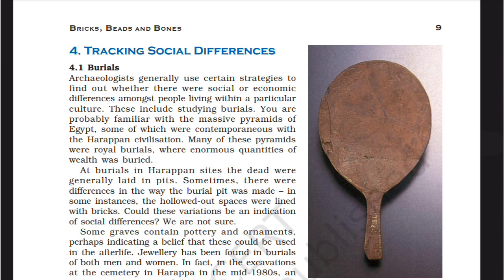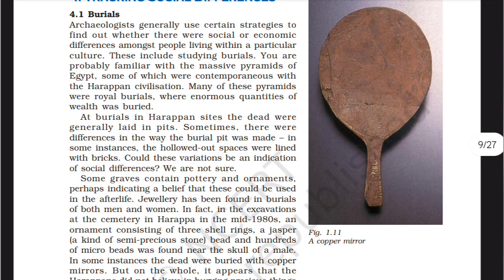Some jewels were also found, and in the 1980s ornaments like shell rings, jasper, and copper mirrors were found. Here's the image of a copper mirror. So these kinds of things were found.